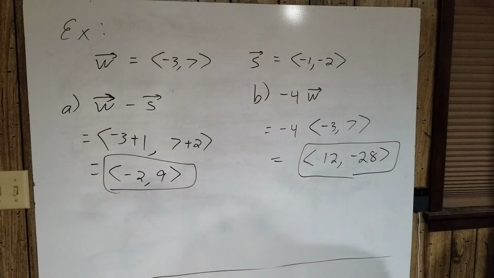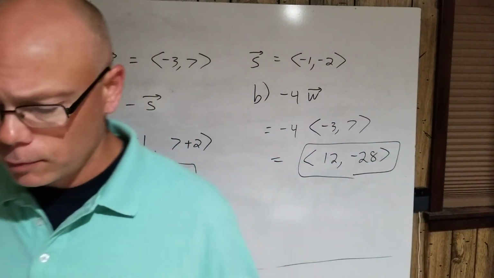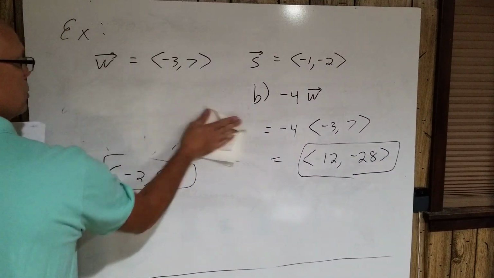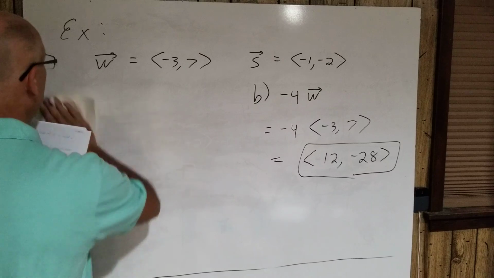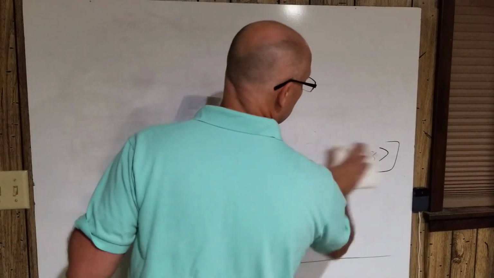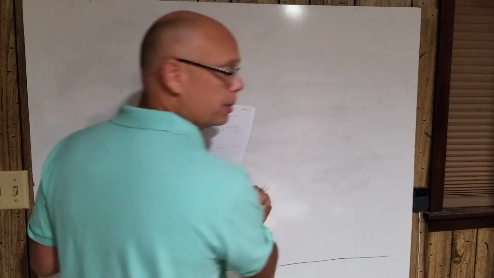Let's see, next page. On the next page, they talk about a unit vector. They say a vector that has a magnitude of 1 is called a unit vector. What's magnitude again? The length, right? So why do we call it a unit vector? Because it's 1 unit long, right? A vector that is 1 unit long, basically.